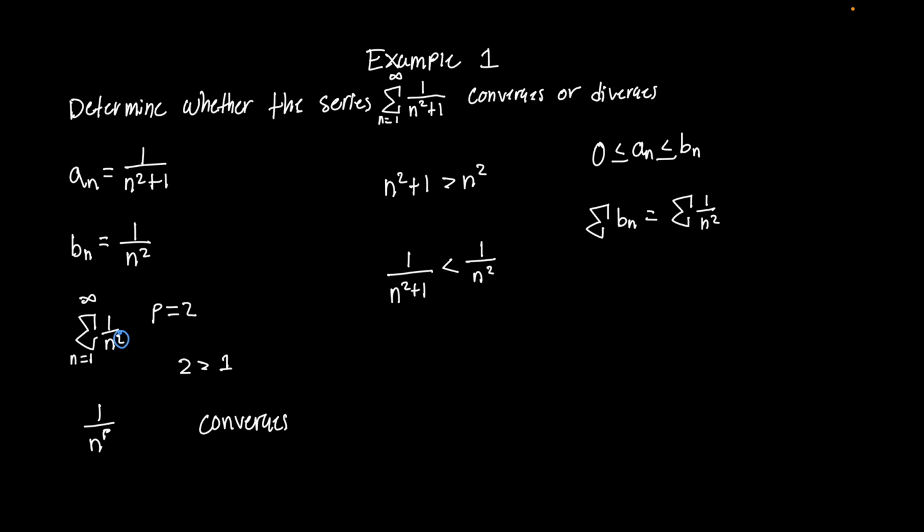I'm trying to think of how to write the answer. Well, I guess we didn't finish. Since we know that b sub n, 1 over n squared, converges, by the direct comparison test, the smaller series a sub n also converges, so we don't have to solve it. Therefore, our final answer, I guess, is something you could write out like this.